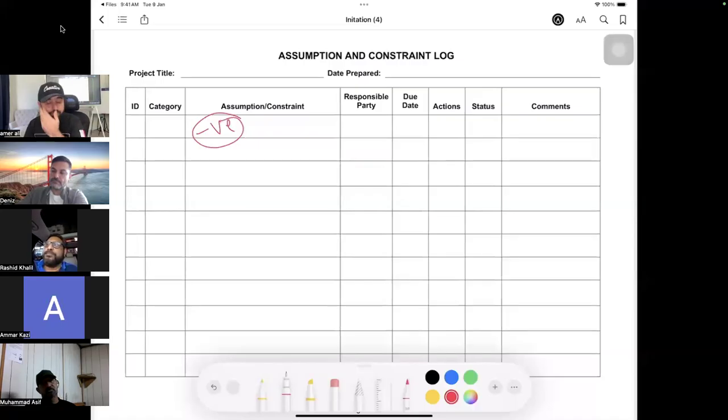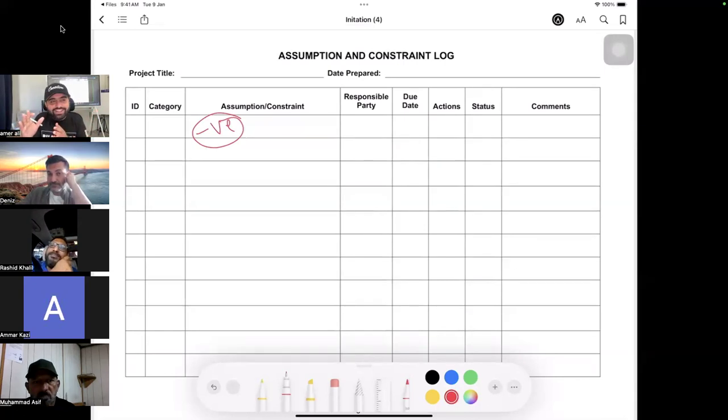We have to make a few assumptions for the project. If we don't make assumptions, we cannot move. For example, I planned this class. I made the assumption that you will join the class. Yes or no? If nobody showed up, whom would I be teaching? By the way, I once had a class with only one student, and I did teach. But let's say if nobody joined, whom would I be teaching? That was an assumption, that you will join the class, right?